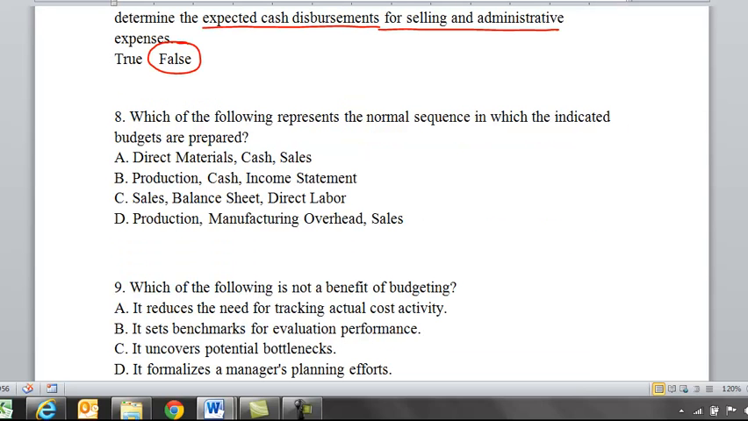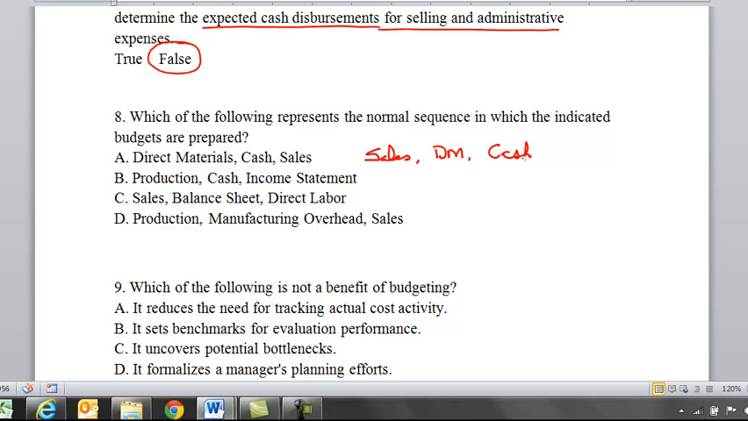Number 8, which of the following represents the normal sequence in which the indicated budgets are prepared? So one of the things I like to do in these type of questions, when it's multiple choice, is go through each of them and say, why is it not right? And here it says direct materials, cash, and sales for A. And what it would be is it would be sales, direct materials, and cash.